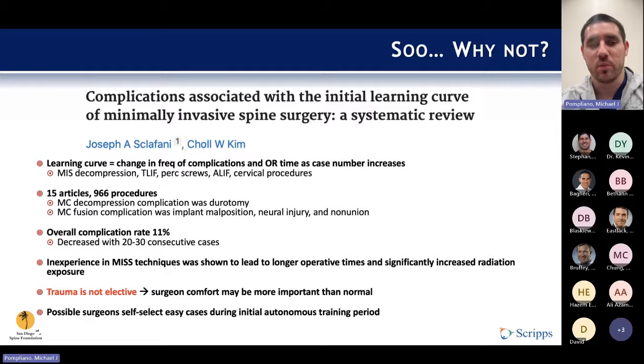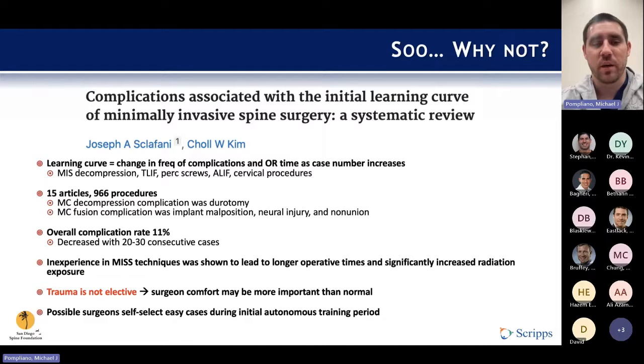Their most common decompression complication was durotomy. And then the most common fusion complication was implant malposition, neural injury, and non-union. This kind of gets back, especially with implant malposition, you got to be able to see what you're doing, and you got to take great care with respect to location and anatomy in order to make sure you're doing a good job and a safe job. Overall complication rate was 11%.